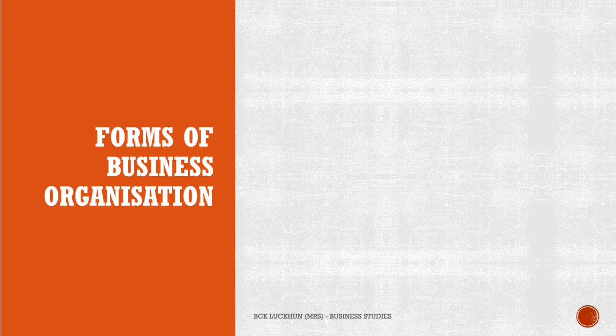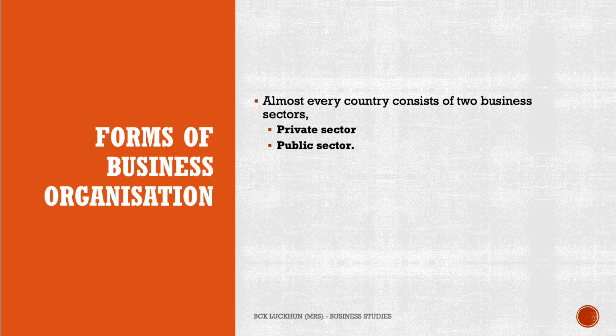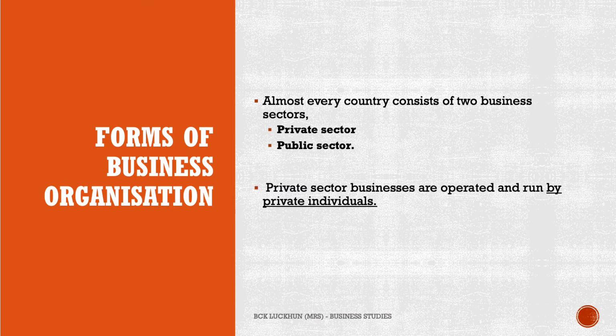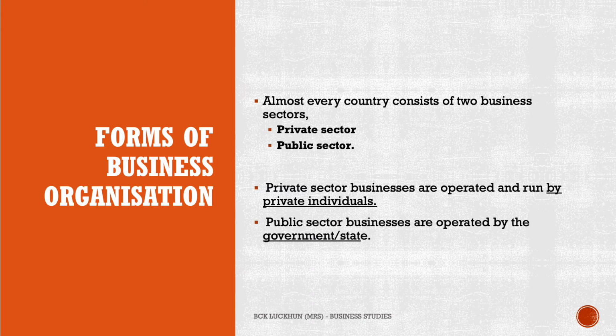Forms of business organization. Almost every country consists of two business sectors. They are private sector and public sector. So private sector businesses are operated and run by private individuals, whereas public sector businesses are operated by the government or the state.